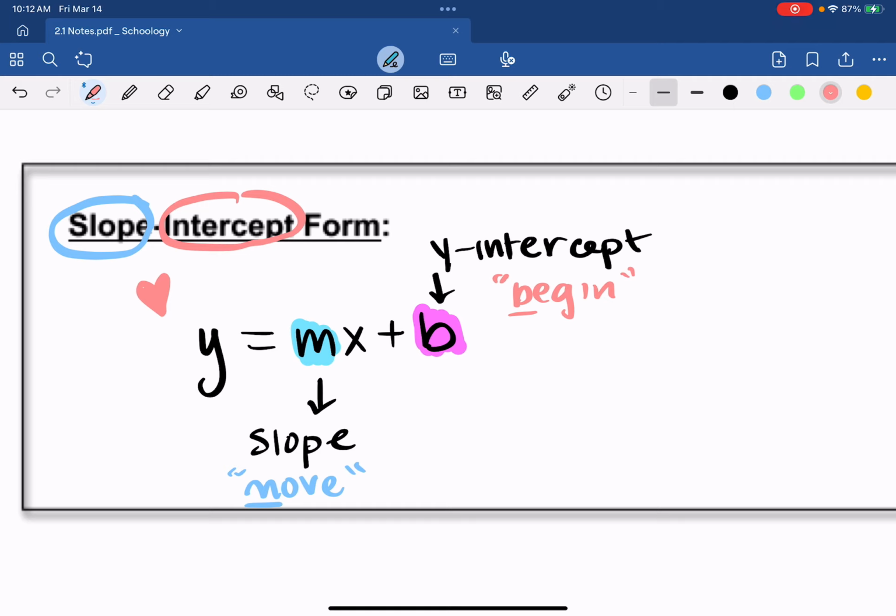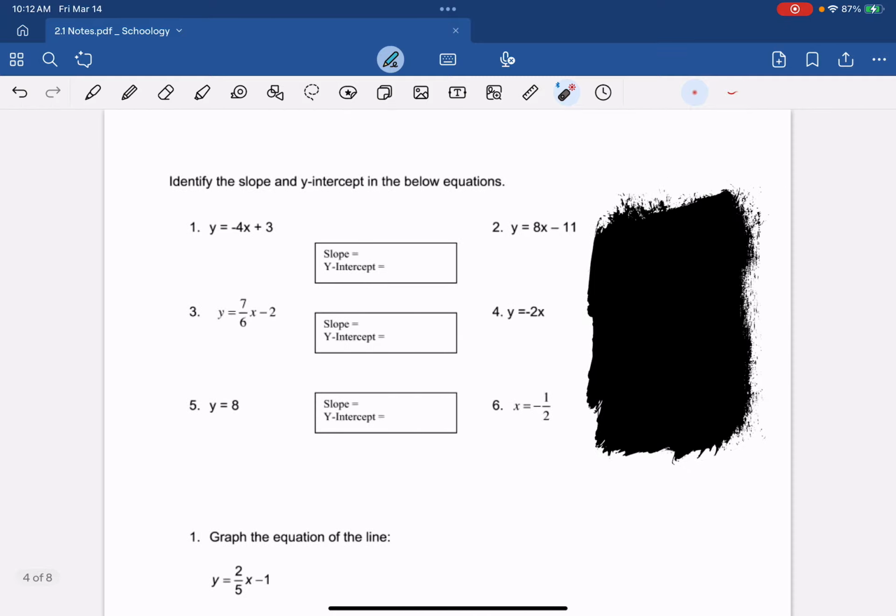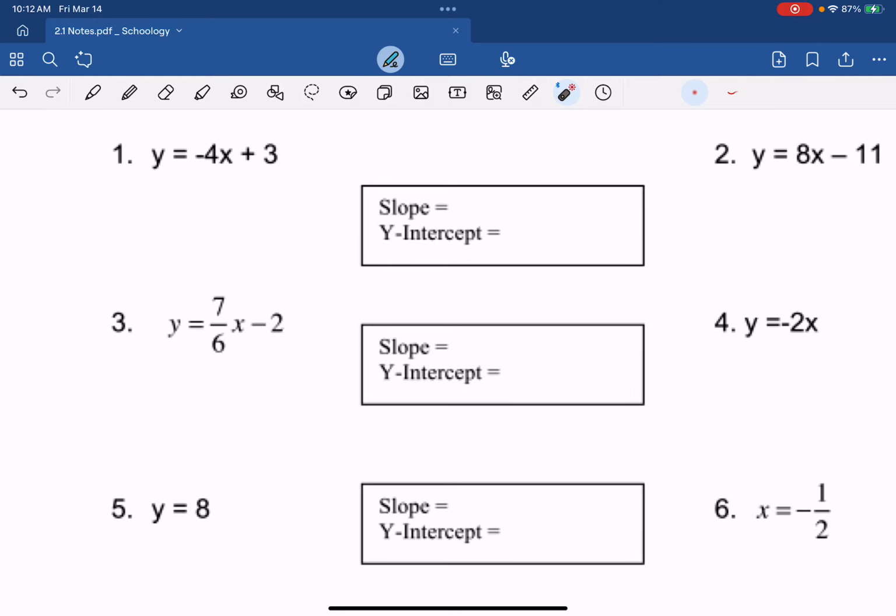Okay, little trick to help you. M always represents slope. Think of it as move, right? M, slope, tells me where to move. B is where I begin when I graph. So let's practice some of those things. Here I have some equations. We're just going to practice identifying our slope and y-intercept.